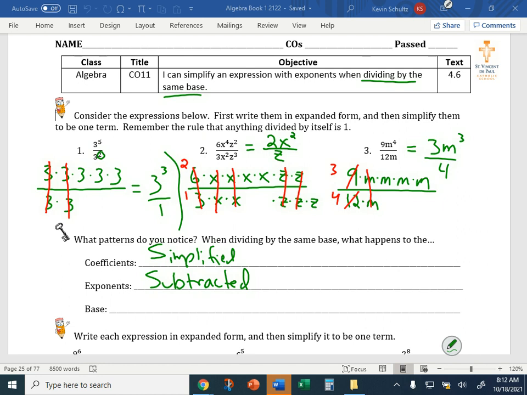How about our bases? Our first one, we had a base of 3. What do we end with? A base of 3. We had bases of x and z. We ended with bases of x and z. We had a base of m in the third one. We ended with a base of m. So what happens to the bases? Stay the same. Just like in CO10, this is the rule. Simplified, subtracted, stay the same. In geometry, SSS will stand for side, side, side, but we're not there yet. For right now, it's simplified, subtracted, stay the same.